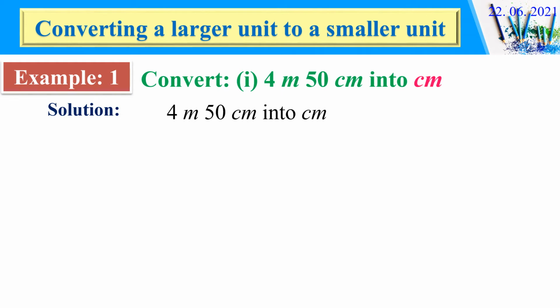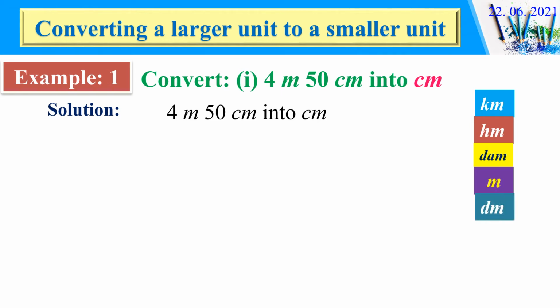They asked us to convert to centimeter. So we know very well that meter is a larger unit when compared with the centimeter. Let us see the steps that we have studied in the previous slide. The topmost step has kilometer, next to that is hectometer. After hectometer we have decameter. The basic unit is meter. Next to the basic unit we have decimeter, then centimeter, then finally millimeter.